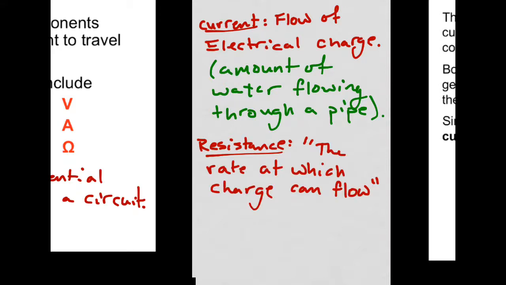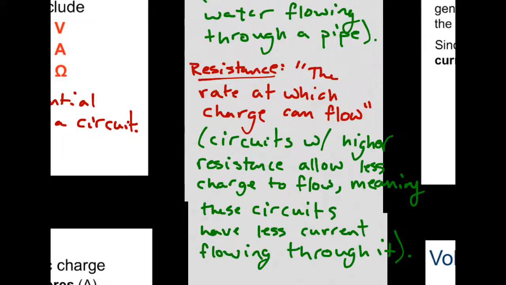Resistance is the rate at which charge can flow. That's not really the definition, but that's how I'm going to think of it. That's how you should think of it. This one's kind of a long explanation. So resistance is the rate at which charge can flow. You can think of it as a restriction.